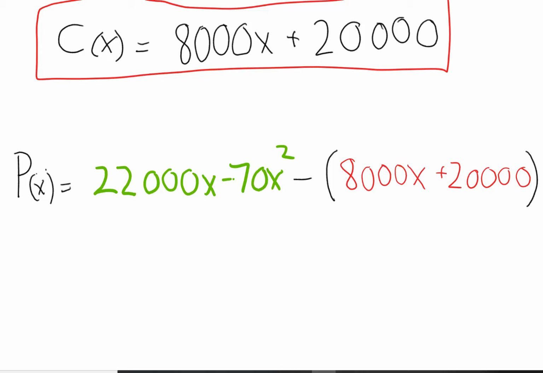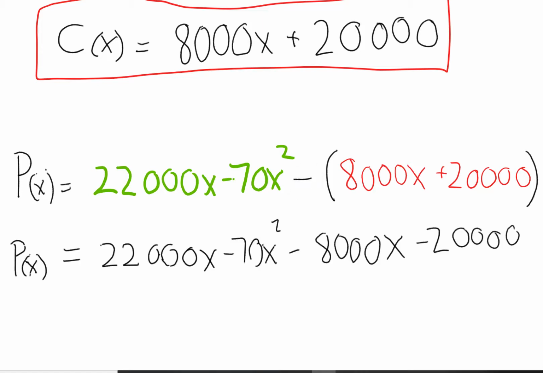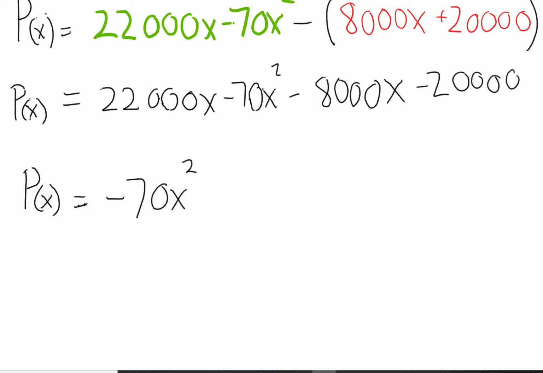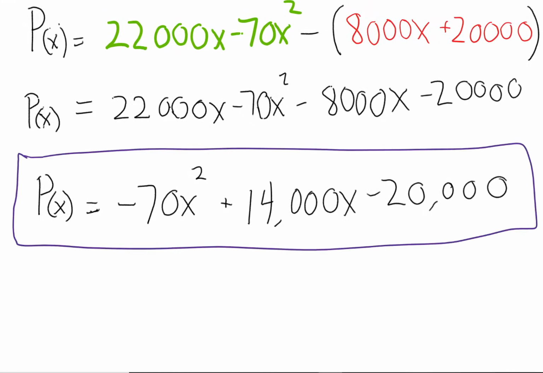Like I said, whenever we're creating these functions, let's go ahead and clean them up and simplify. So let's distribute this minus sign to both terms in the cost function and combine any like terms that we have. I'm going to order it so the highest exponent is up front, the minus 70x squared. Let's combine those two x terms, 22,000x minus 8,000x, for a profit function. All right, we have finished step 2. We've created the function to optimize.